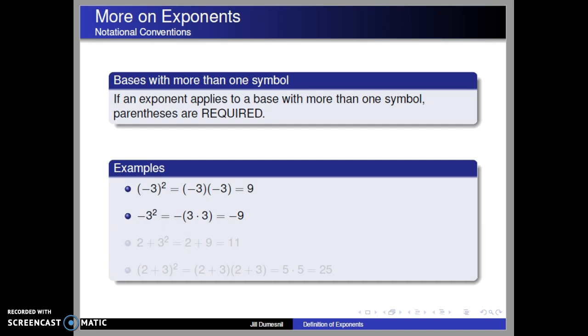The exponent here doesn't apply to the negative sign because the exponent only touches the 3. Similarly, in 2 plus 3 squared, the exponent only applies to the 3. So we get 2 plus 9, which equals 11. If we want the exponent to apply to the sum of 2 and 3, we need parentheses to indicate this, as in the final example given here.